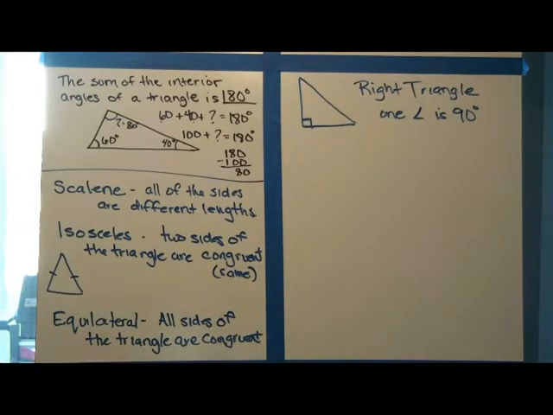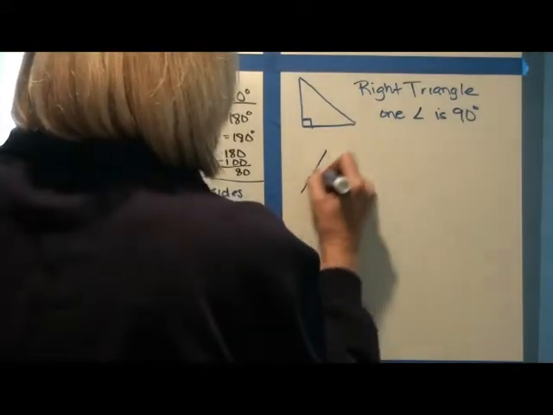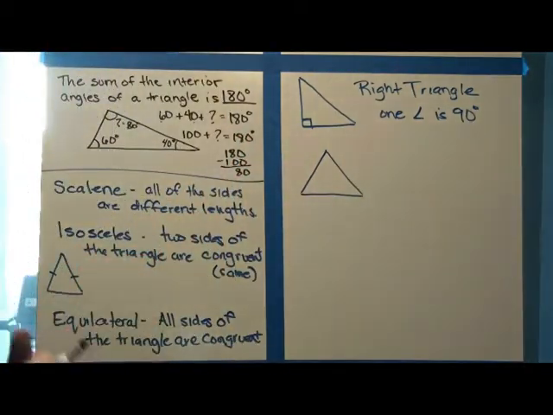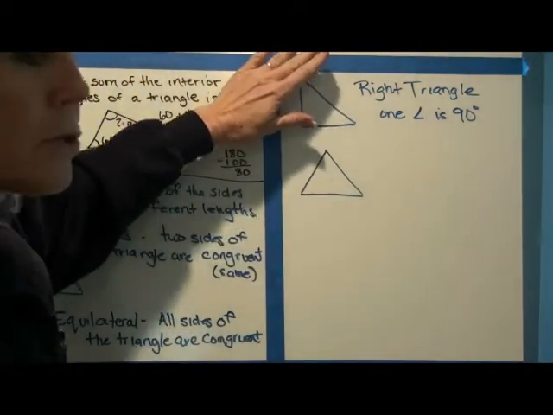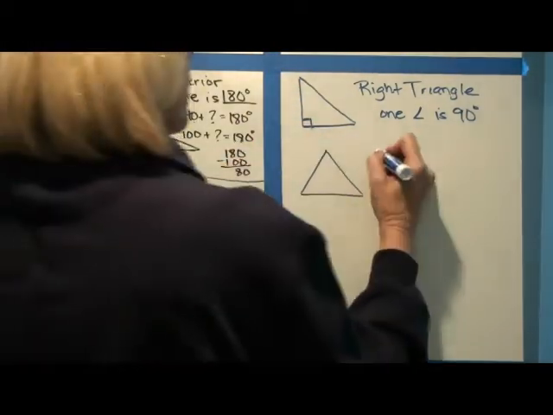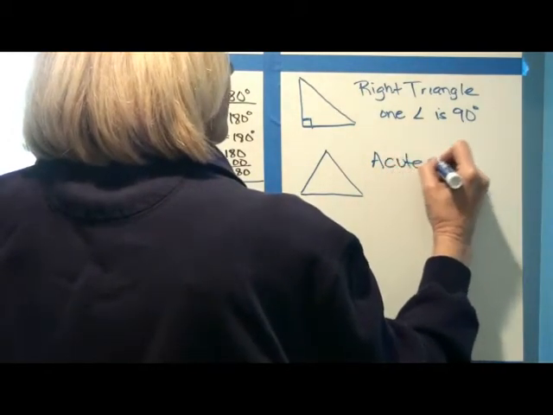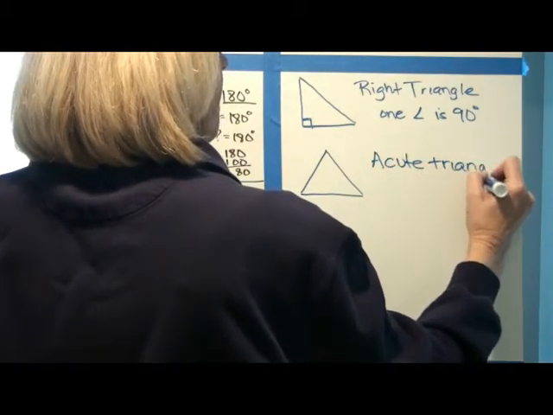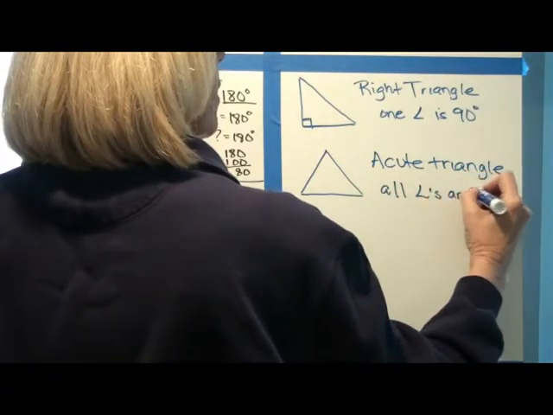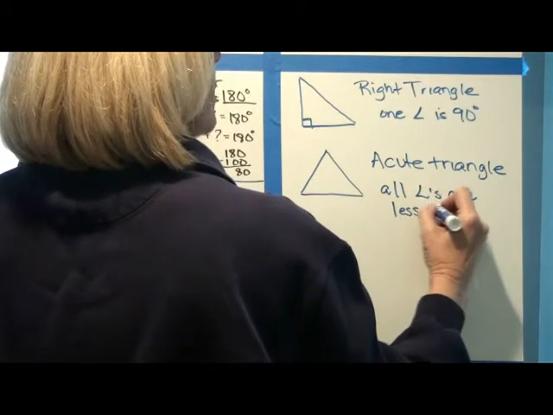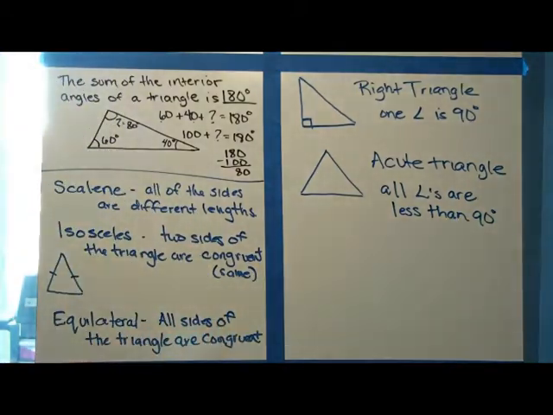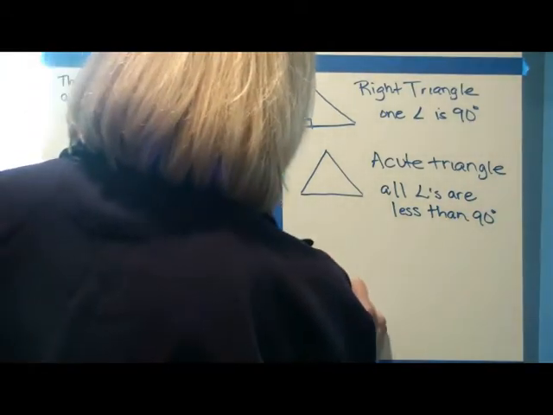If you have a triangle where all of the angles are less than 90 degrees, and think about that, that means they're all kind of closed. So if they all are less than 90, then you have an acute triangle. It means that all angles are less than 90 degrees.